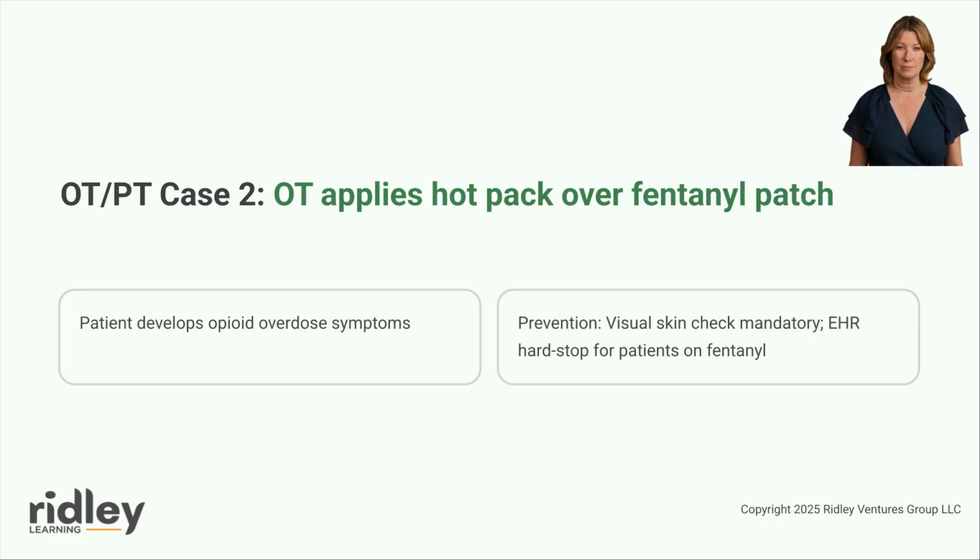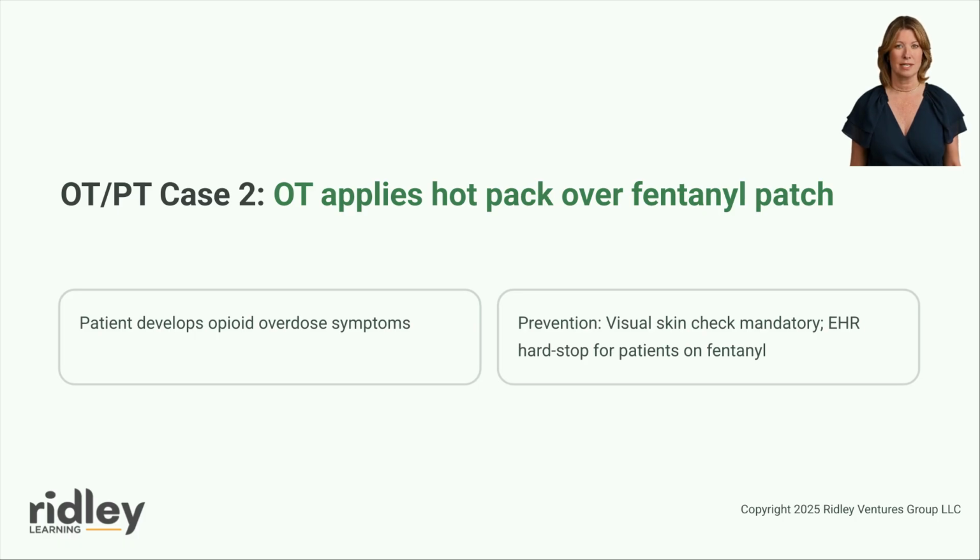After 15 minutes, the patient reports feeling very sleepy and woozy. The OT, attributing this to relaxation, proceeds with manual stretching. The patient's respirations slow, and he becomes difficult to rouse, showing signs of an opioid overdose. The error was a catastrophic error of commission. The therapist applied a thermal modality, heat, directly over a transdermal fentanyl patch, a well-documented lethal contraindication.